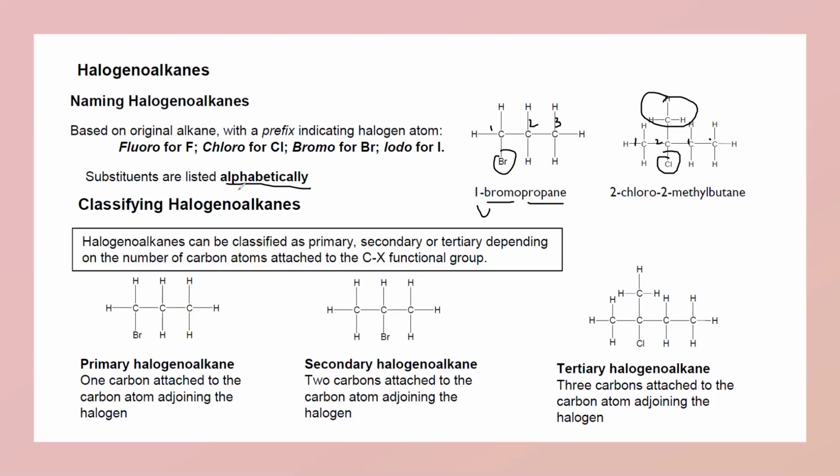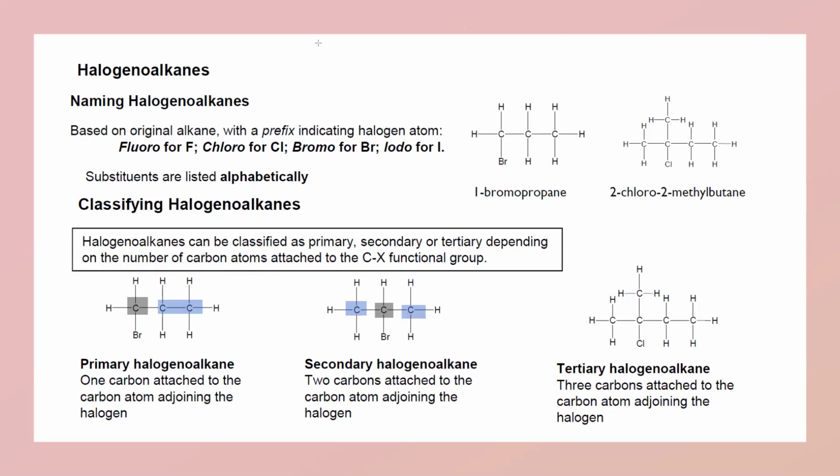In the same way, halogen alkanes can be classified as primary, secondary or tertiary. As we know, the carbon which is attached to a functional group, if there is only one carbon chain attached to it, we call that primary. The carbon attached to a functional group, if there are two carbon chains attached to it, we call that secondary.